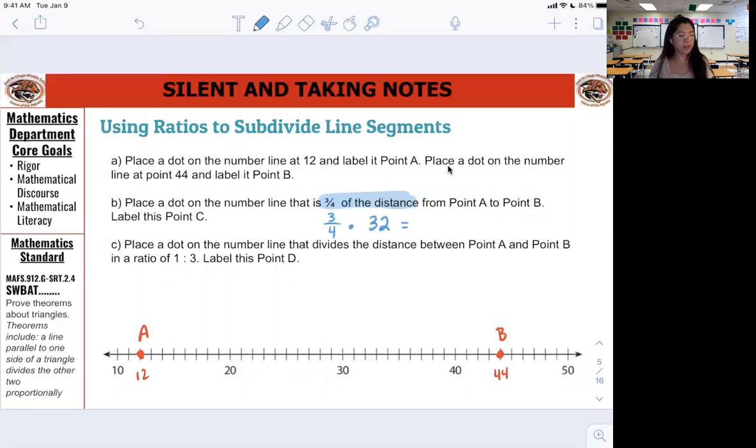Tyrone, you missed it, we did the same problem with different numbers, so we're just doing two very similar problems right now. You missed the first one, but this is very similar.